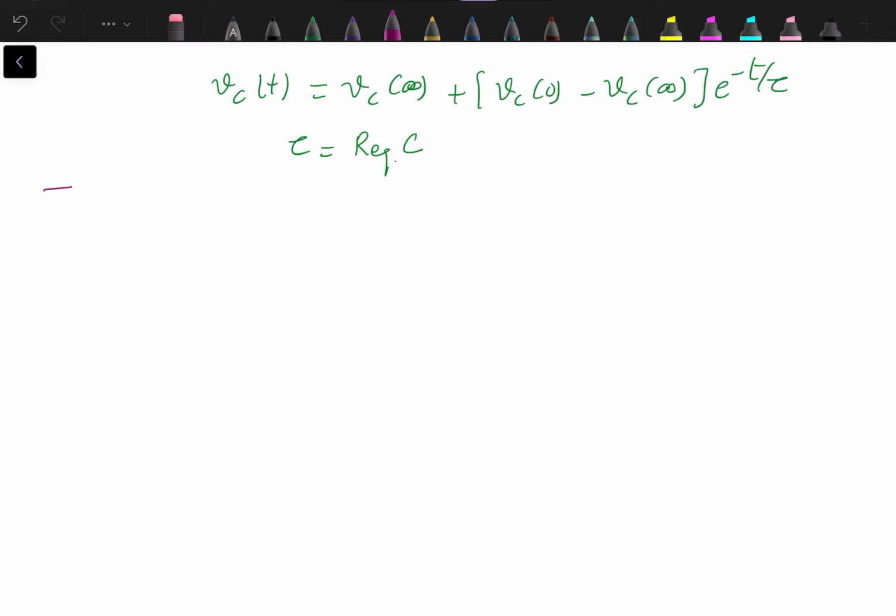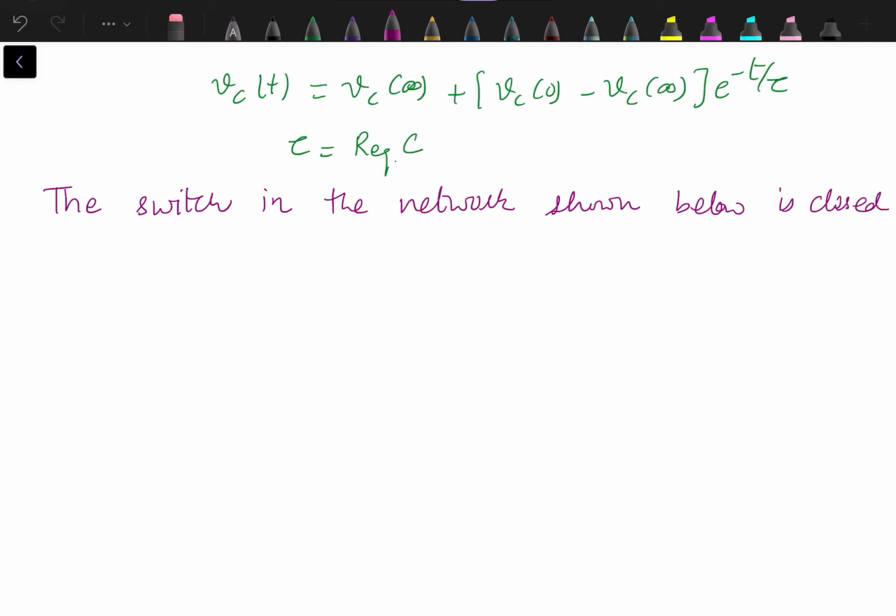First problem is: the switch in the network shown below is closed at t equal to 0. Determine the voltage across the capacitor.